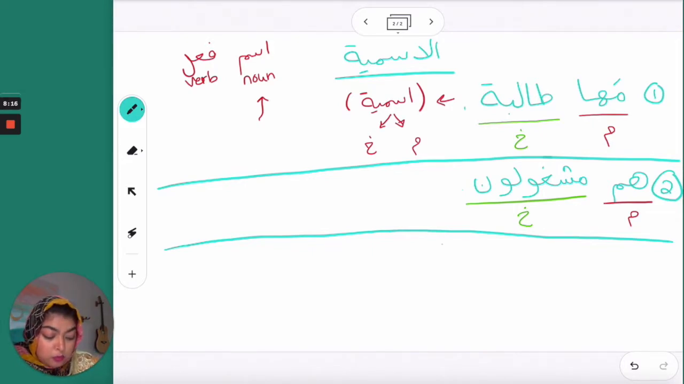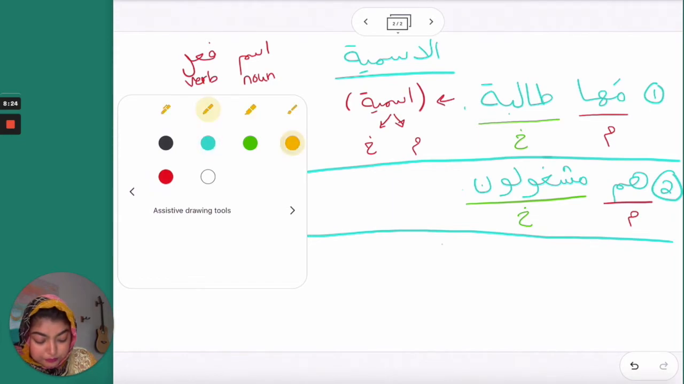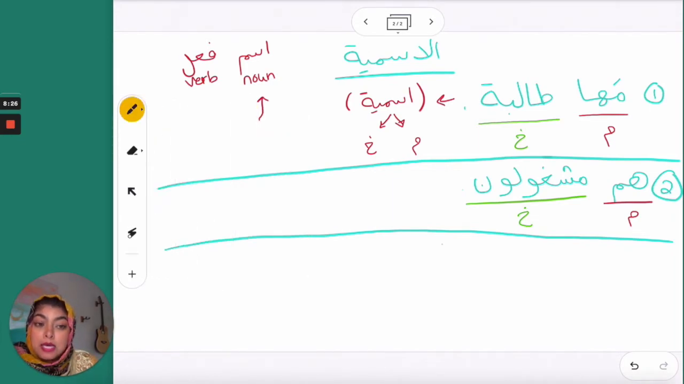مها طالبة وهم مشغولون. If I say مها طالبة, ما معنى مها طالبة؟ كيف نترجم مها طالبة إلى الإنجليزية؟ ماذا نقول؟ We're going to say Maha is a student. There's the word is here. Of course, we don't use that word. It just translates, right? هم مشغولون. They are busy.